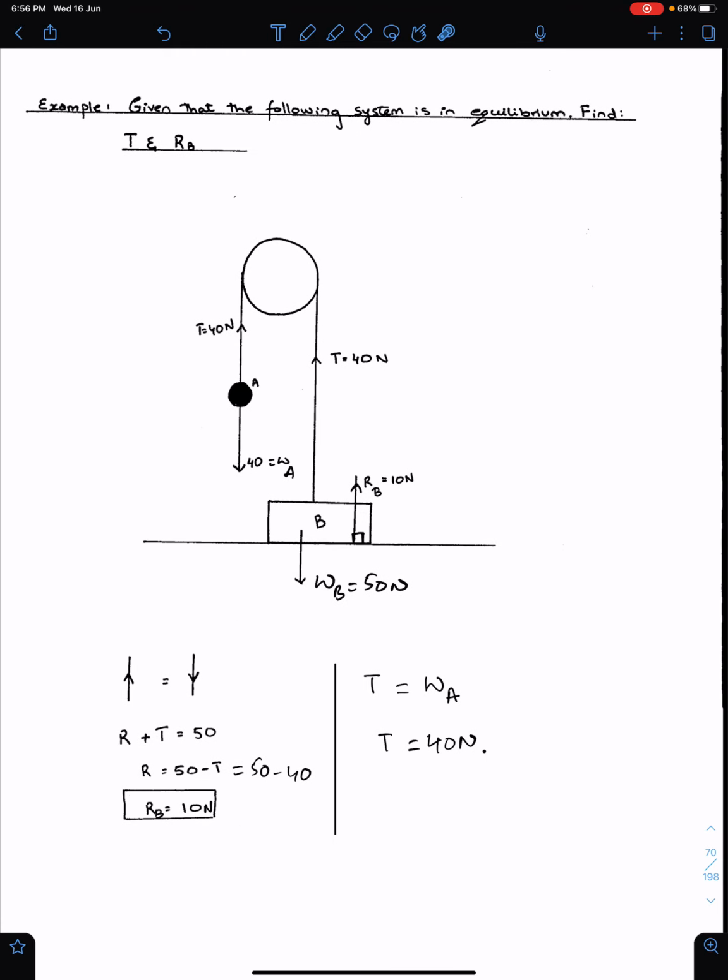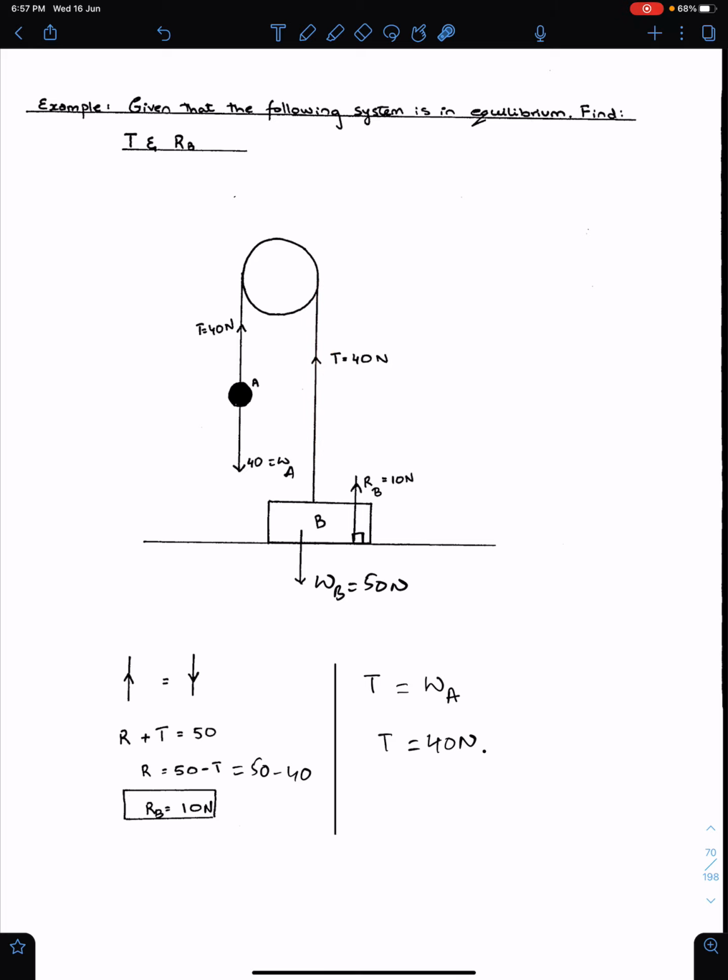Given that the following system is in equilibrium, find tension in this string and reaction on object P. Well, tension is because of the hanging particle's weight. So tension in this string must be the weight of particle A, which is 40 newtons. In one string, tension remains unchanged. Therefore, tension in this part of the string is also 40 newtons.